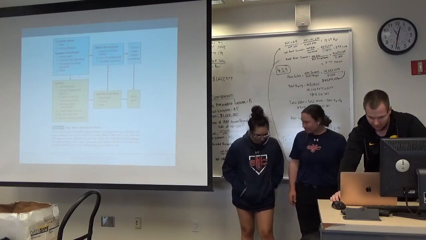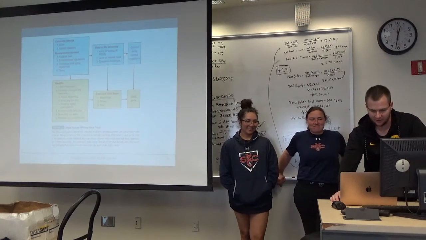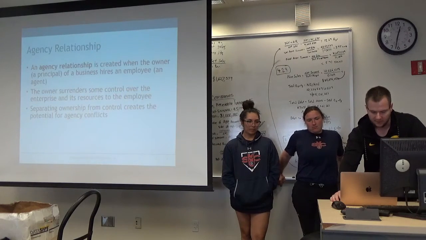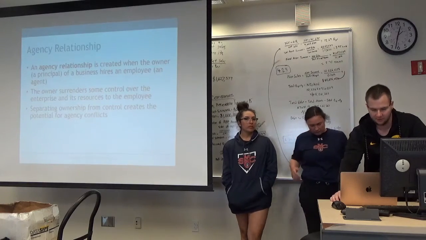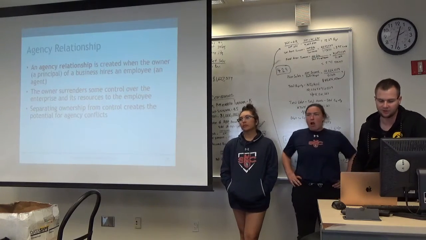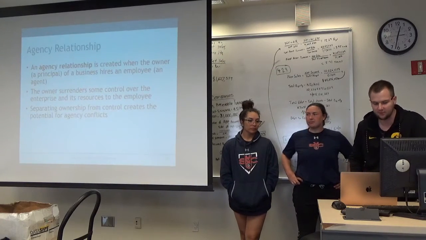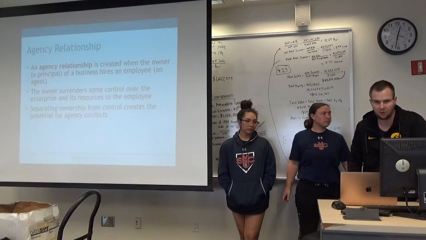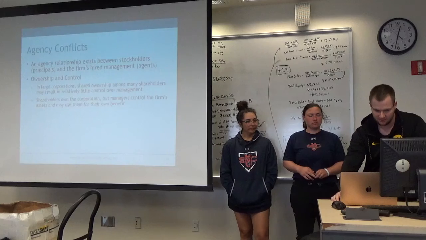This is also just showing how it can affect stock prices through economic, business, and the firm. Agency relationship is created when the owner, principal of business, hires an employee and agent. The owner surrenders some control over the enterprise and its resources to the employees. Separating ownership from control creates the potential for agency conflicts.